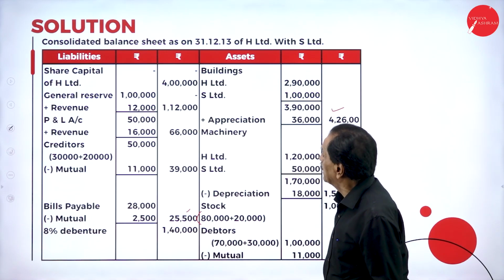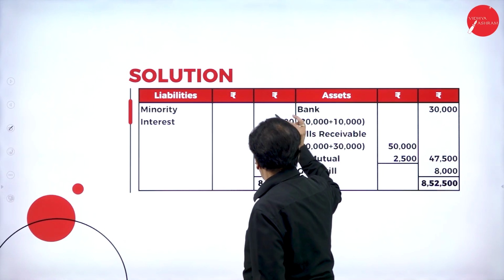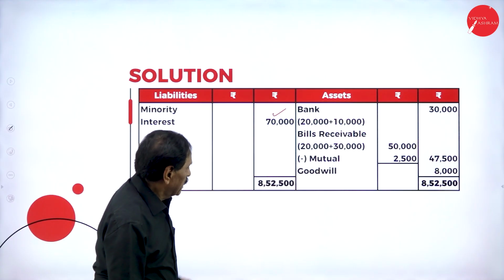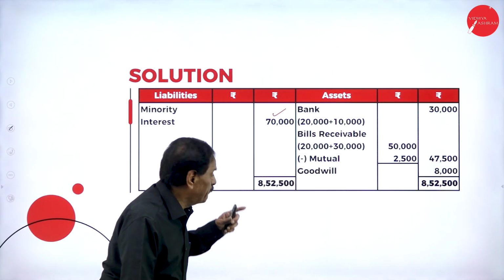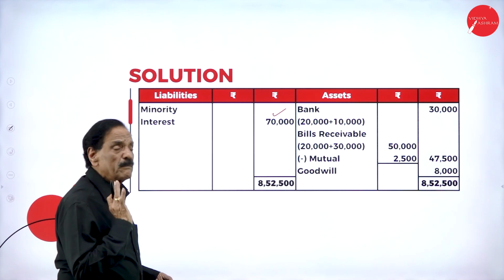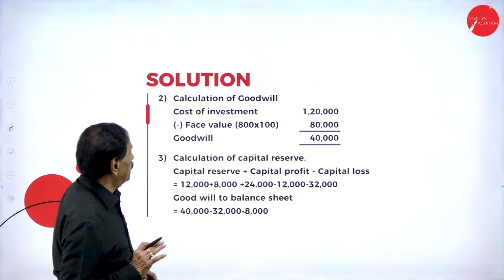1,40,000 as per the balance sheet. Then minority interest, what we calculated, 70,000. If we add all these things, it will work out to 8,52,500. Very easy, 15 marks question. Once again, I will repeat.